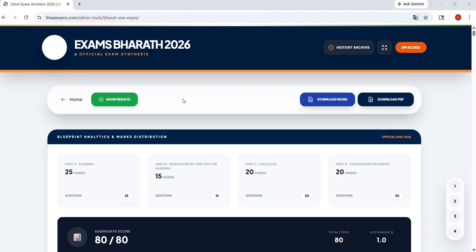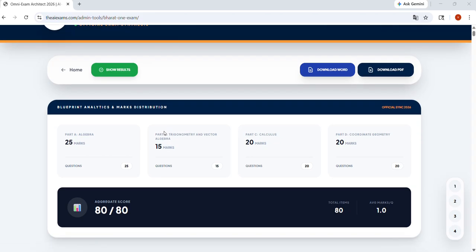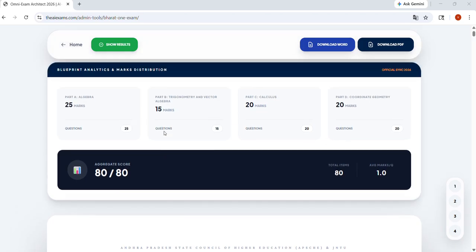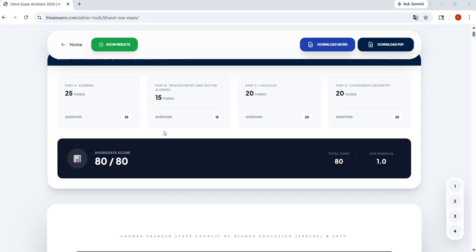www.theaiexams.com. In this video, we learn the question paper of AP-EAPCET 2026 Mathematics. So here, by this website, I developed the total maths section. The maths section is for 80 marks. So in this one, total 4 parts are there.